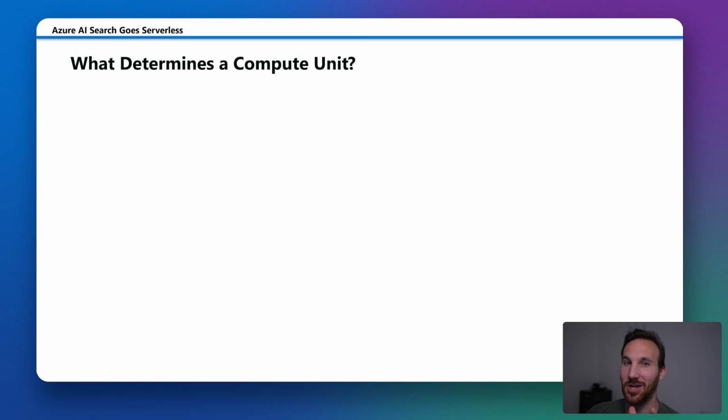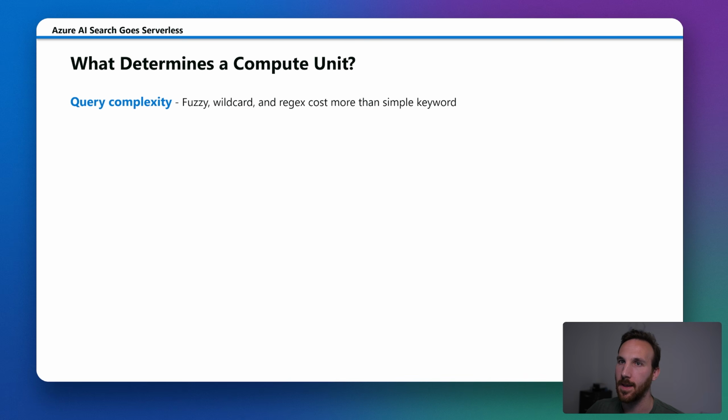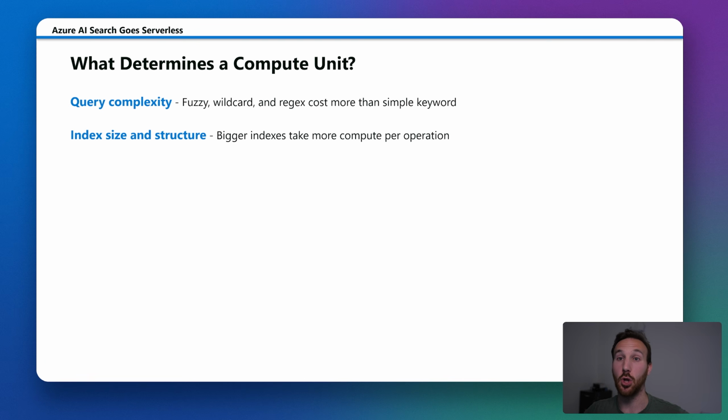So what determines a compute unit, right? This is the complexity that Microsoft had to figure out in order to make this pay-as-you-go option. And it's things like, how complex is your query? What are the things you're putting into your query? How large is your index? And how do you structure it, right? Do you have large JSON collection documents that have embedded documents within them, or is it more just a flat structure, right? There are lots of different ways in which you can structure your index.